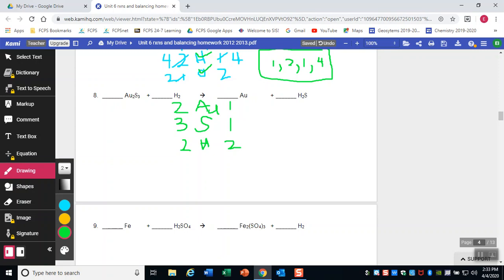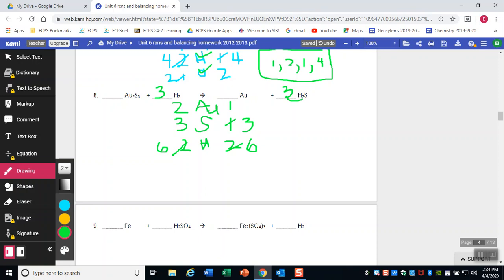All right, so I've got to triple my sulfurs over here. So to do that, I will have to put a 3 in the front. So now I have 3 sulfurs over here, right? But that tripled my hydrogens. So 3 times 2 is 6. So I have 6 hydrogens. So over here, I've got to have 6 hydrogens. So 2 times 3 is 6. So now I have 6 hydrogens on both sides. 3 sulfurs on both sides.